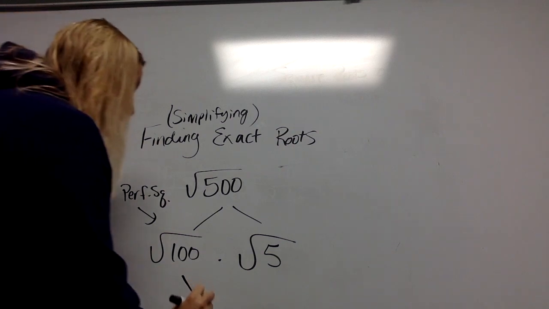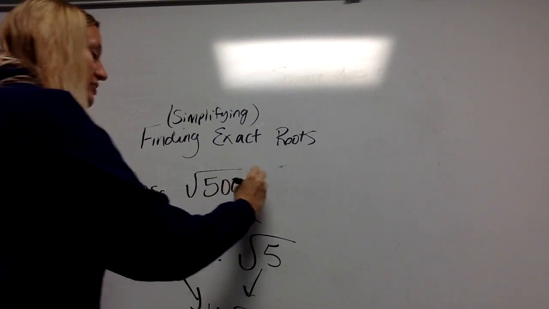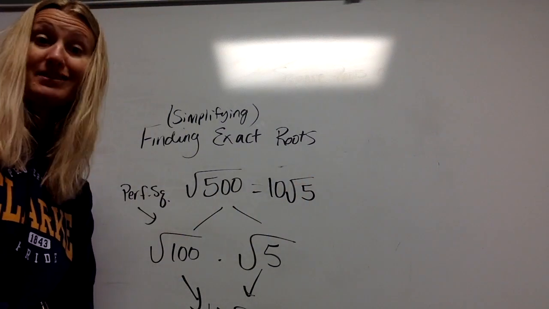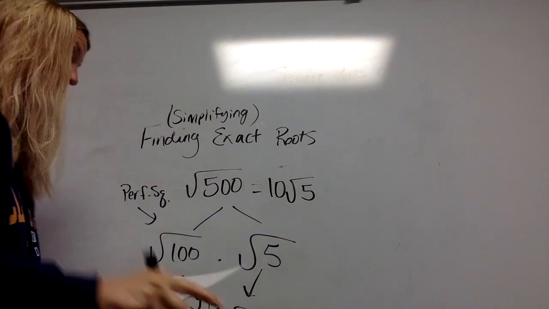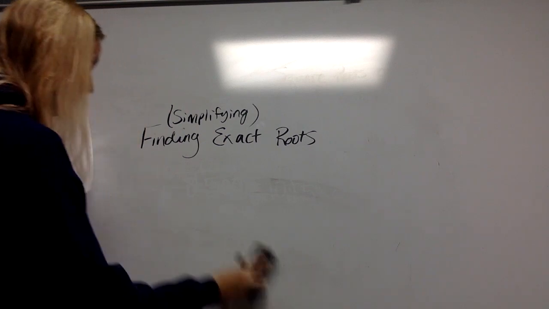Square root of 100 is 10. That's a decimal, so I just leave it. So the square root of 500 is 10 root 5, in its simplest form, exact answer. Okay? All right. So let's go back to fractions for a second.